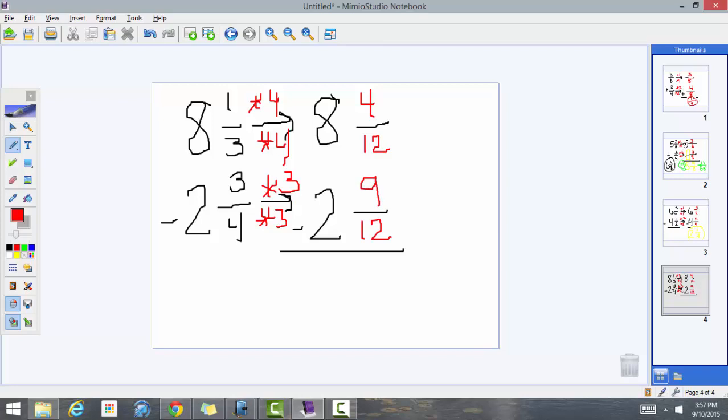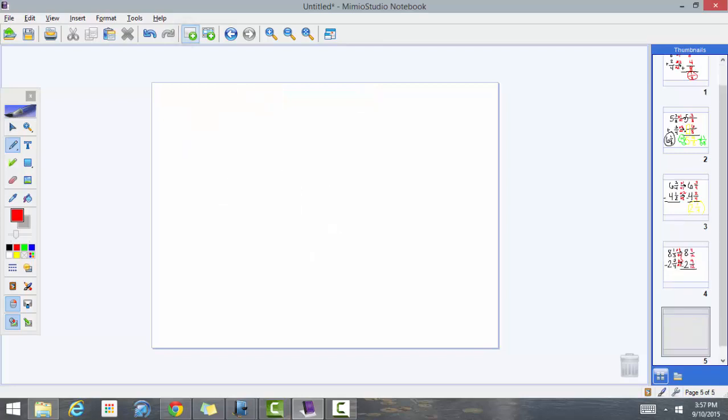We have common denominators. We're so close to being able to subtract, but when you get to the subtracting of fractions, it says 4 minus 9, which we can't do. You would get a negative answer. So what I'm going to do is I'm going to rewrite this problem on another slide and show you how to borrow. So we're going to write down 8 4/12 minus 2 9/12.